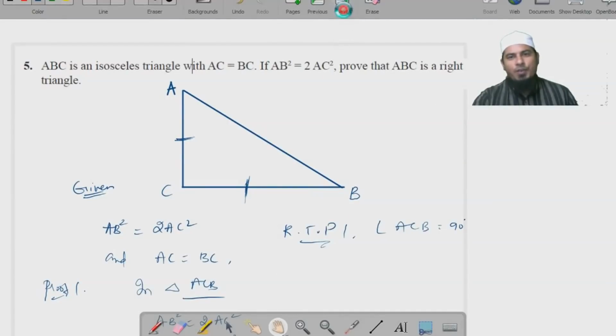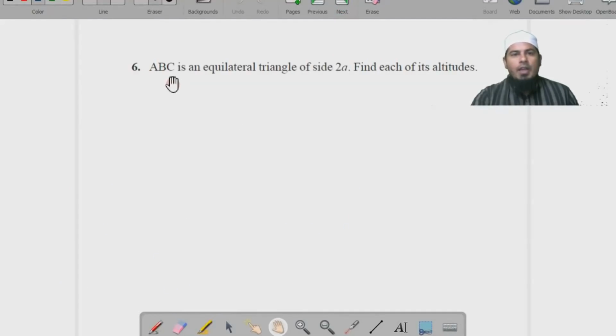Let us take the next question. ABC is an equilateral triangle of side 2a. Find each of its altitudes.